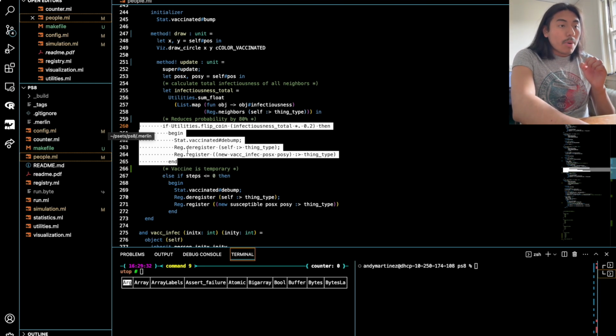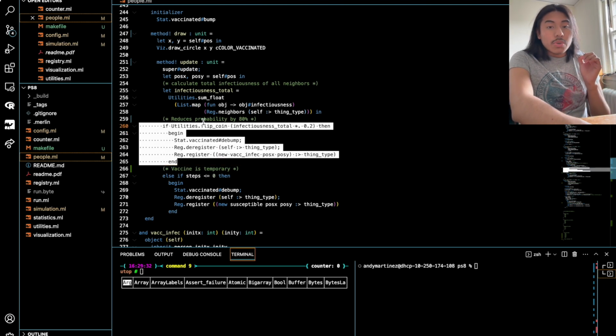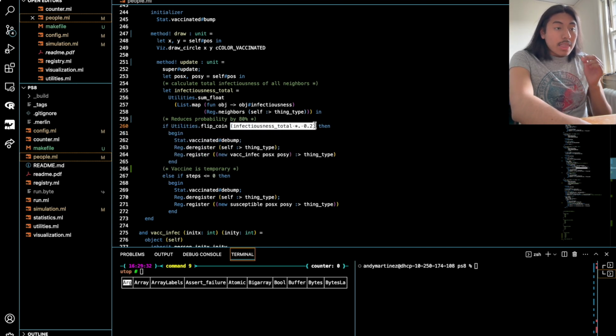So here's the part of the code, it's highlighted right now, that calculates whether a person that's been vaccinated is going to get infected or not. And this implementation is nearly identical to the implementation in the susceptible class. The one key difference is in this line right here. This line effectively means that the vaccine is 80% effective, or reduces the probability of you getting infected by 80%.